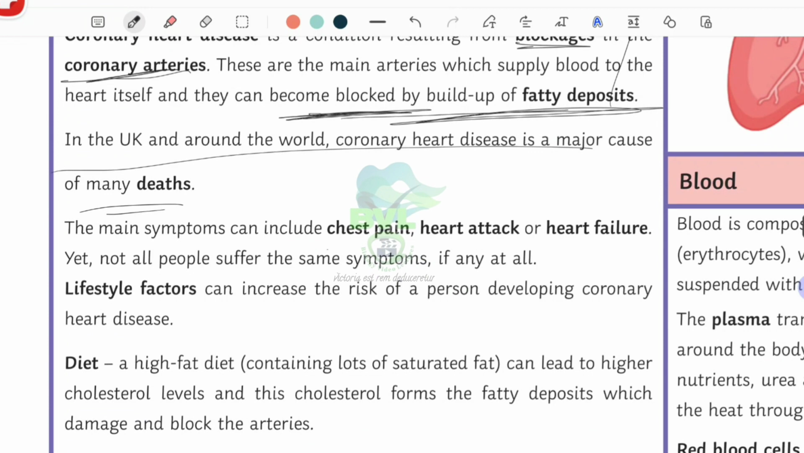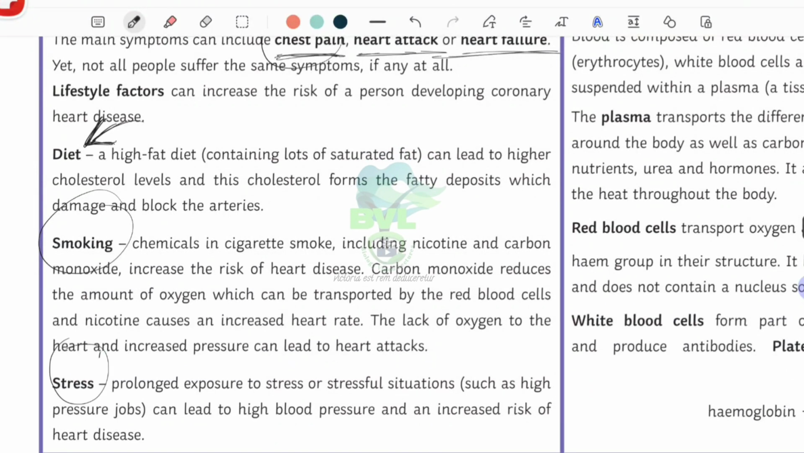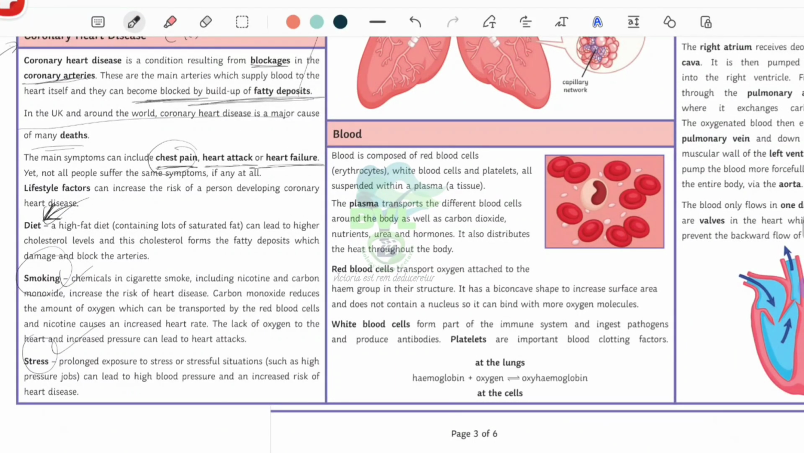The main symptom is that people have chest pain. Chest pain is just at the beginning. Then heart attack or heart failure happens when the heart shuts down, when there's total blockage, as it were. The things that increase the likelihood of this are diet, eating too much fatty food and less fruit and vegetables, which is not good for people, as well as smoking and stress. These three have been found to be major causative agents of CHD. You might want to pause the video at this point to read these to yourself.